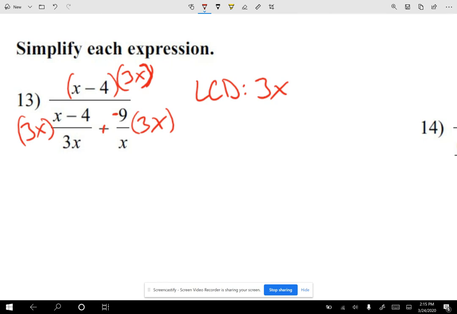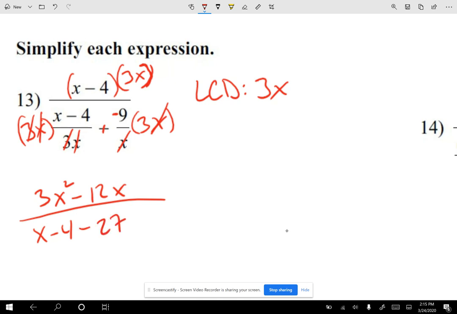All right, so looking on the top, 3x times x minus 4, that's going to give me 3x squared minus 12x. Right, multiplied everything by 3x. Now at the bottom, the x's and the 3's cancel out. So from the first, I'm just going to get x minus 4. On my other fraction, the x's cancel out. So when I multiply that negative 9 with 3, I get minus 27. So I'm going to have this as 3x squared minus 12x over x minus 31.